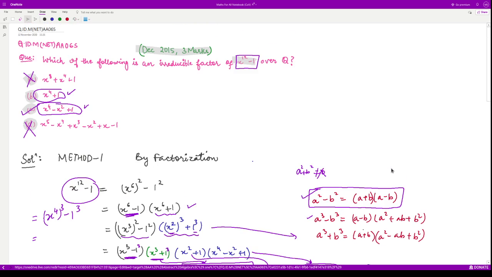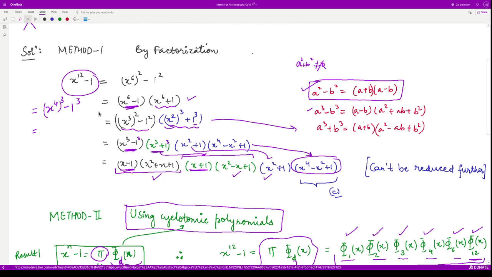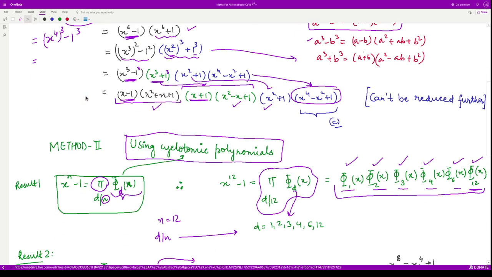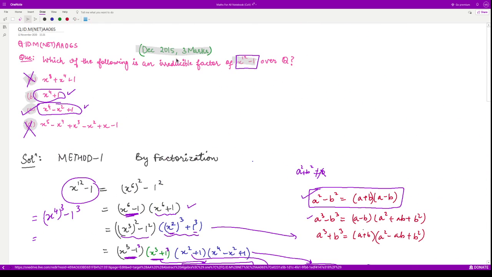Although this method, the second method, is a bit lengthier than the first one, this is required when you are unable to solve this very simple question using the first method, right? So that you do not lose your marks, 3 marks for this very easy question. So the correct option in this case is C, because option B does not factorize x to the power 12 minus 1. So the correct option is C.